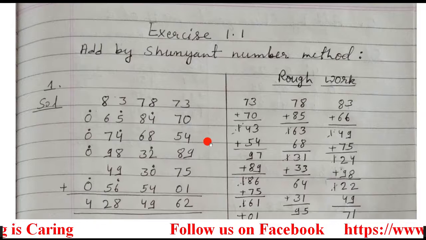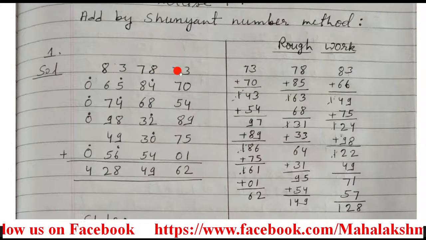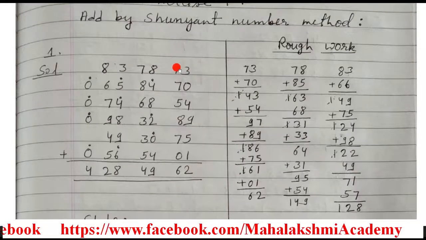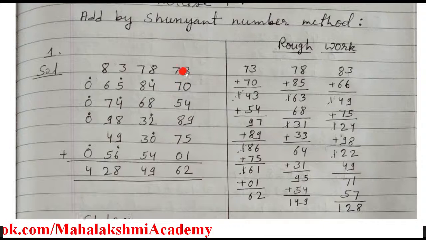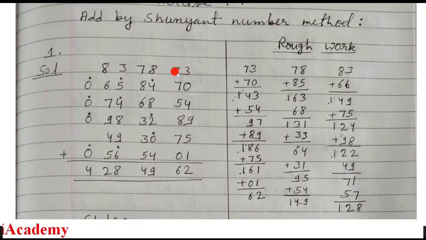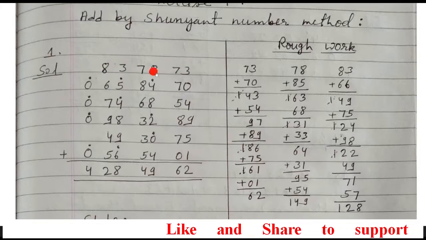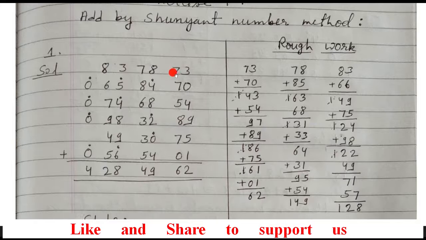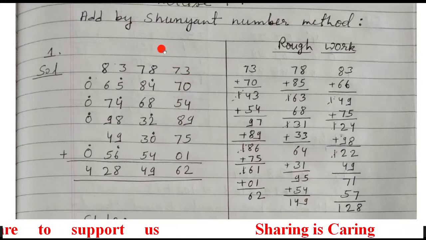In this method, we write down the question in such a way that it is arranged column-wise. In the first column, take two numbers, the units place number and the tens place number, and in the second column just take the hundreds place number and the thousands place number.